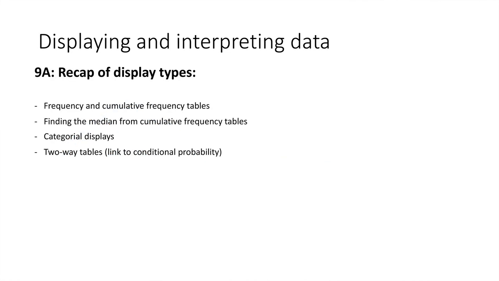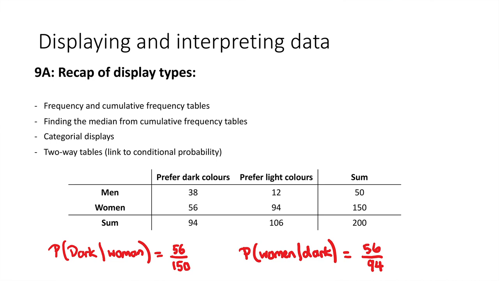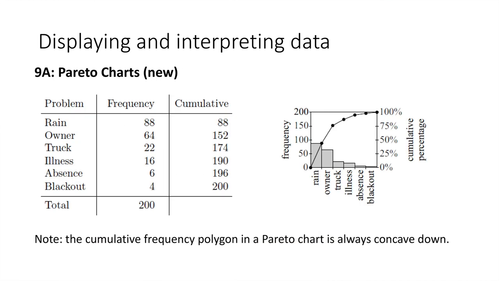So very briefly, because we know all this really, two-way tables are still there as well. We've got the link there with conditional probability, frequency, cumulative frequency, finding the median from cumulative frequency, and so on. We've got Pareto charts. They're new, but you might have been doing them in standard, I don't know. So we've got these Pareto charts. They're used in business because it prioritises the things that are going wrong and helps you to deal with them better. So that's the reason they're there, is because they are used quite a lot in business.